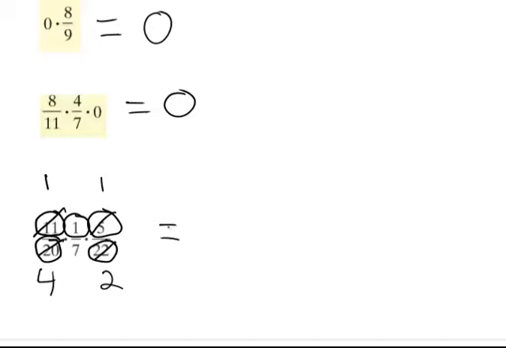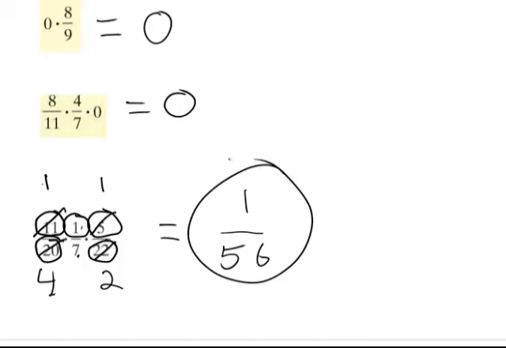Now I'm going to go ahead and multiply straight across. 1 times 1 times 1, still 1. 4 times 7 is 28. 28 times 2 is 56. And now I'm done.